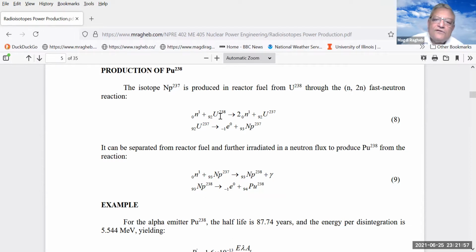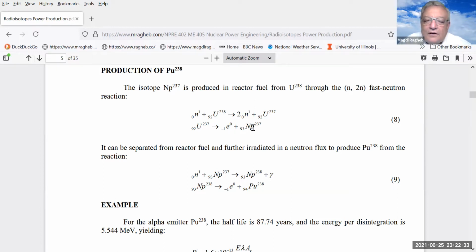It occurs in existing reactors when a fast neutron, so this is a reaction that does not occur with thermal neutrons or low energy neutrons. It happens with high energy neutrons interacting with the abundant isotope of uranium, uranium-238. It's an n,2n reaction, meaning that the uranium-238 absorbs a neutron and emits 2 neutrons, turning into uranium-237. Uranium-237 is unstable. It emits a negative electron and becomes neptunium-237.